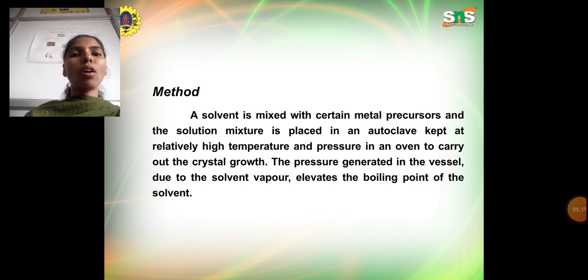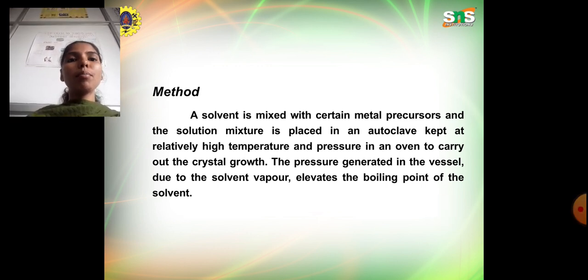This is the solvothermal and hydrothermal process of synthesizing, and the precipitation method.